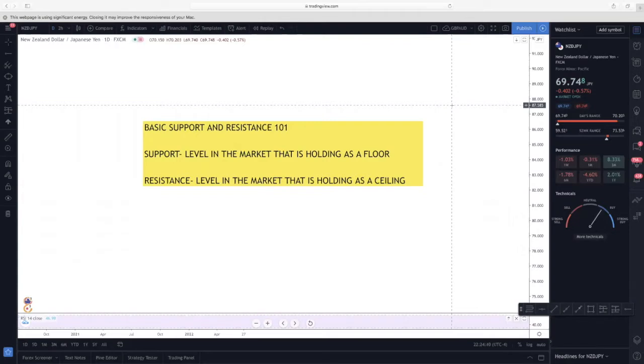So pretty much, consider yourself in an elevator, right? You are stuck in an elevator on the ground level. In order to go up, you have to press the button and break past that ceiling. So let's say you're on the first floor and you need to get all the way up to the seventh floor. You have to break through ceilings. You have to break through the first ceiling to get to the second floor, the second ceiling to get to the third floor, and so on and so forth, right? So that's pretty much how you would consider a level of resistance, right?